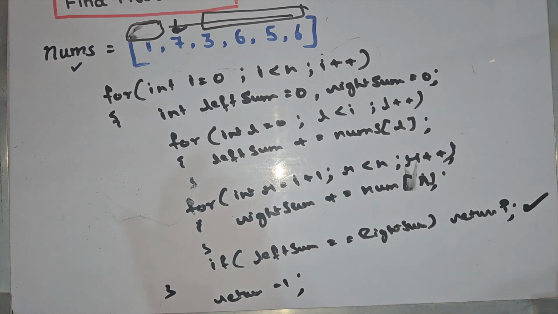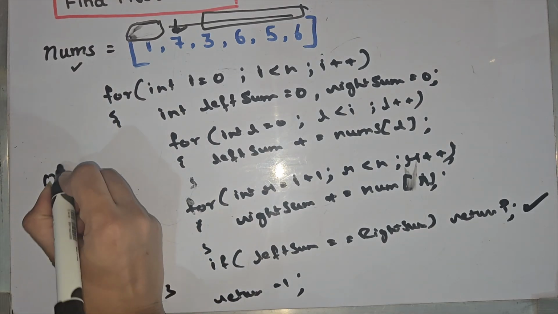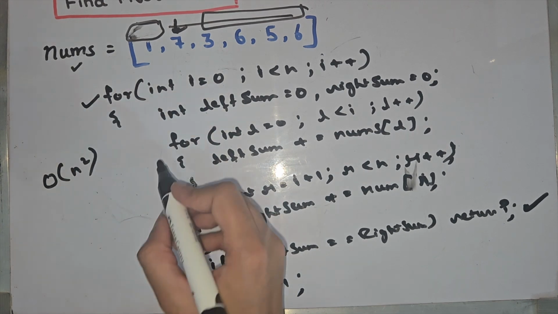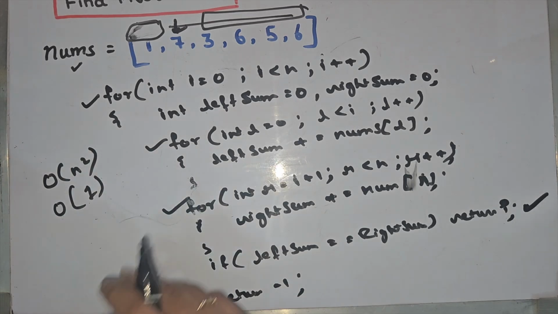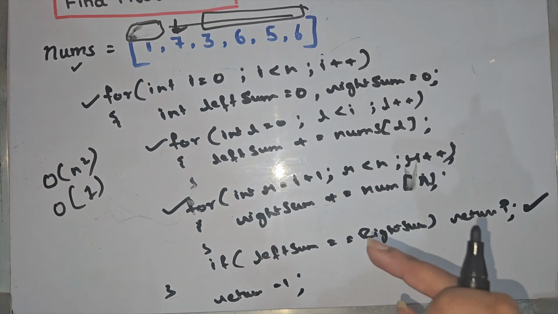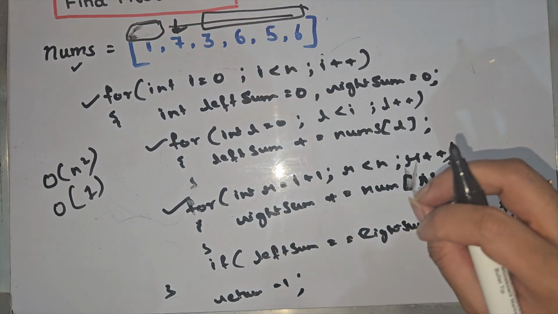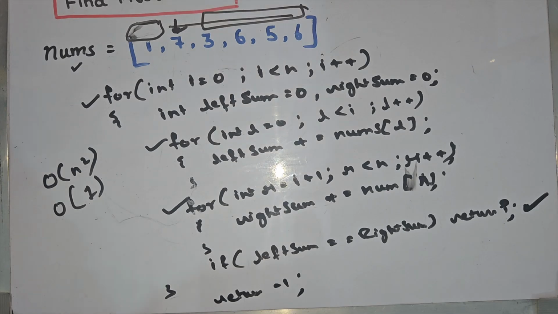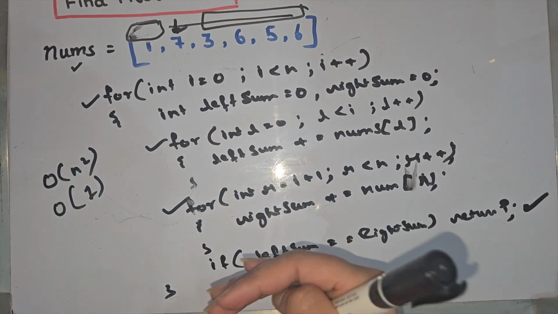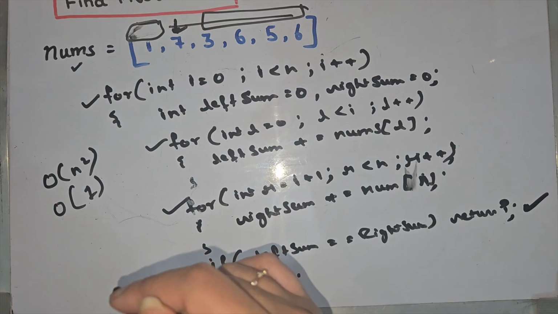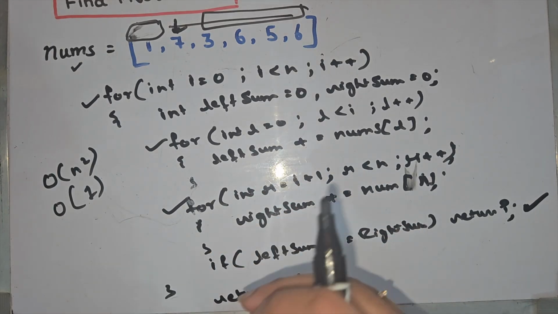Now let's see how we can optimize this. The time complexity of this solution is order n square, because we have an outer loop and inner loops. But the space complexity is order 1 because we are not using any extra space. Because we are recalculating the sum again and again for every index, this is a naive solution. So how can we optimize this? Instead of calculating left and right sum again and again with a complexity of order n square, what we will do is we will use a total sum.